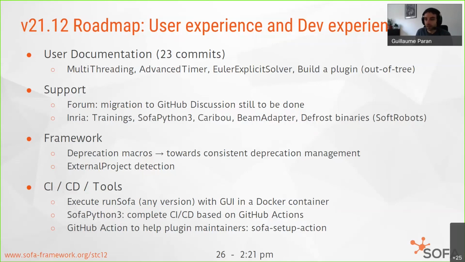External project detection. So this is something I guess I presented at the last STC. So it's a feature that is used now more and more. So I guess it's okay for you. So just to remind, it's the feature that permits you to link a pull request with external projects, so external plugins, to have some sort of synchronization between external projects and SOFA.